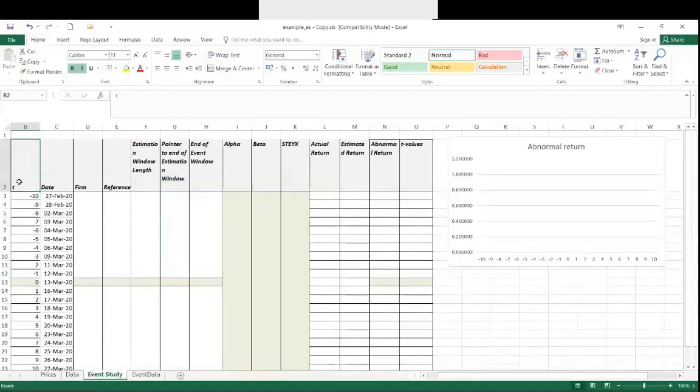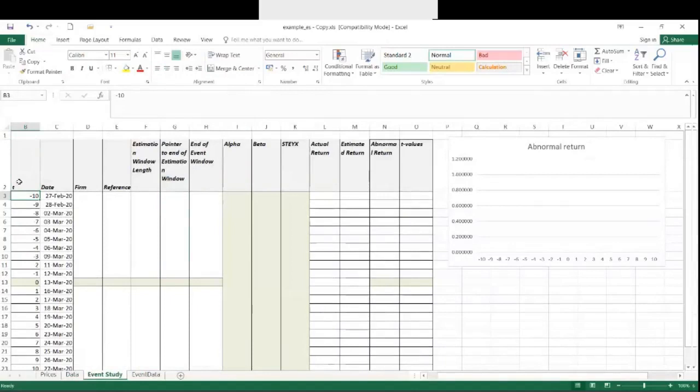T essentially indicates the pointer for the event window. I have kept the maximum length of the event window from -10 to +10. So 10 days prior to the event, 10 days after the event. That's standard practice. You don't really want to go much higher, because then it's not an instantaneous reaction. It's like something else is playing a role.